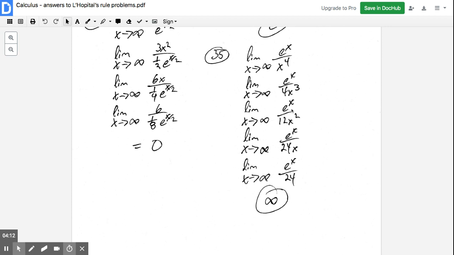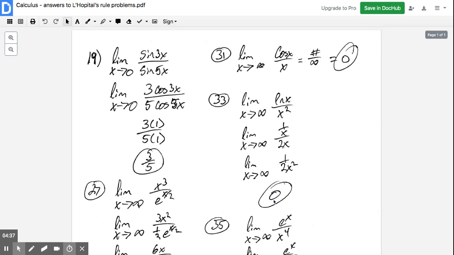Plug in, still infinity over infinity. So derivative of e to the x is e to the x. Derivative of 12x squared is 24x. Plug in again, still infinity over infinity. Take the derivative. Derivative of e to the x is e to the x. Derivative of 24x is 24. Plug in infinity. This time we get infinity over a number, and infinity over a number is equal to infinity. So there are your answers to L'Hopital's rule.